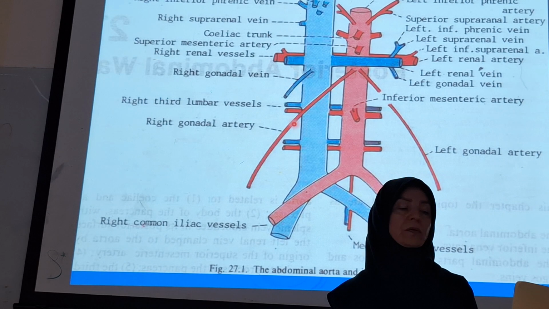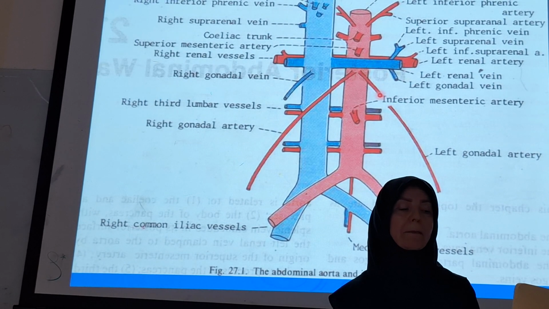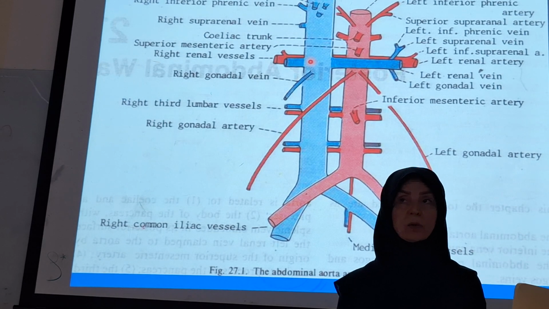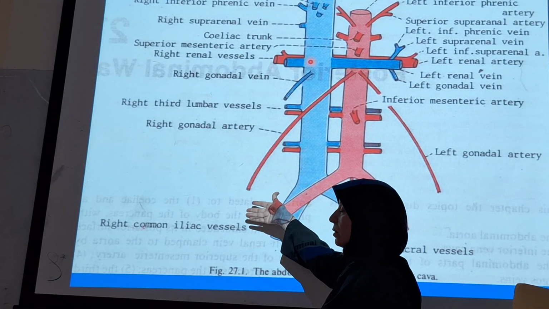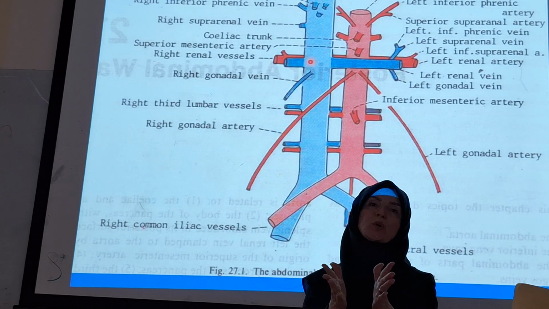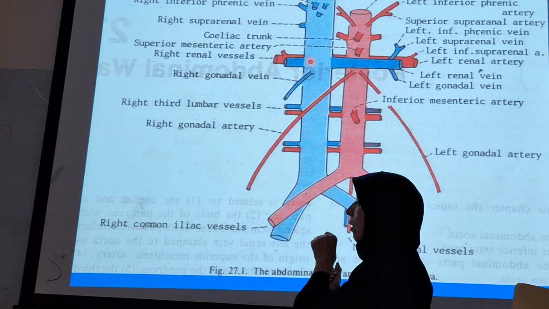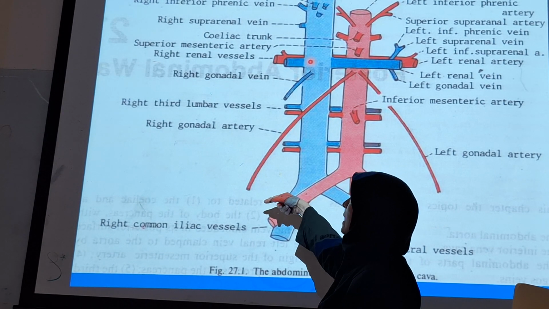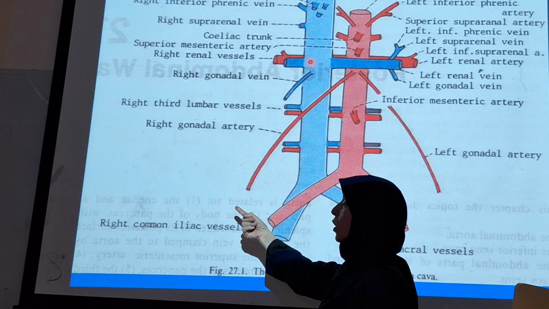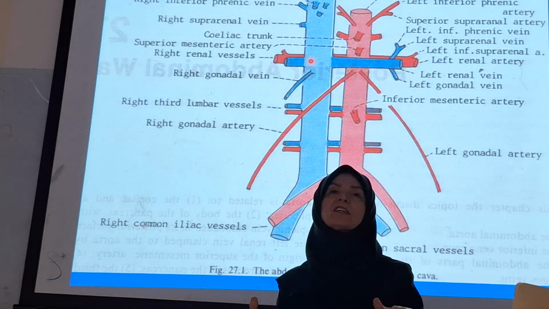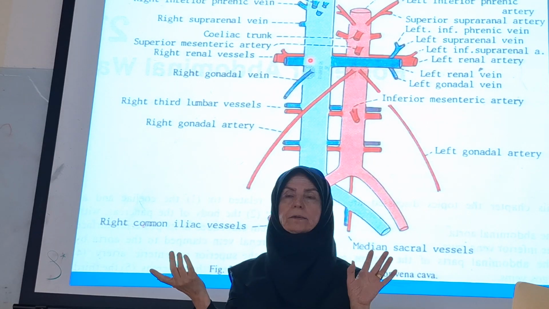About the gonadal artery: in the female sex, we call it the ovarian artery. In the male sex, we call it testicular. The testicular artery should come down and go inside of the scrotum, because inside of the scrotum you can find the testes. The ovarian branches come down inside of the pelvic cavity and supply the left and right ovary.